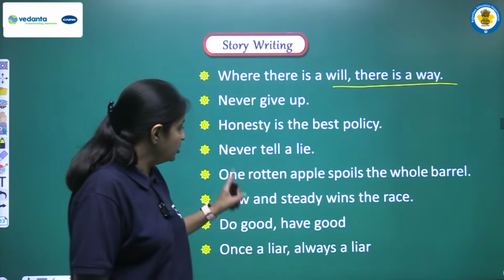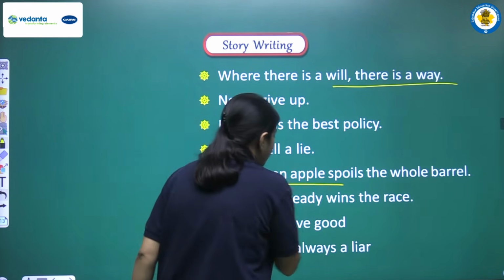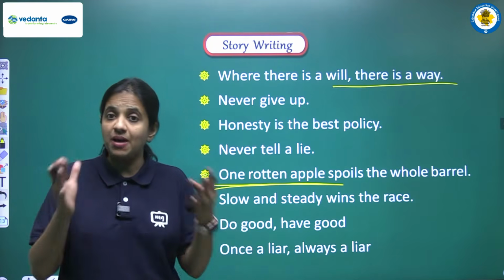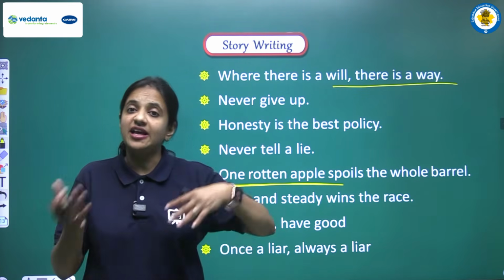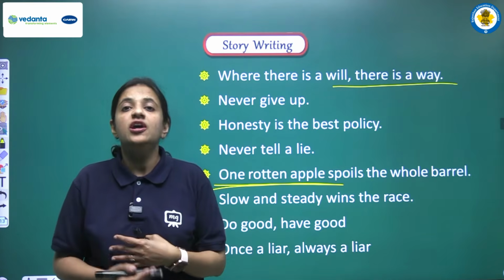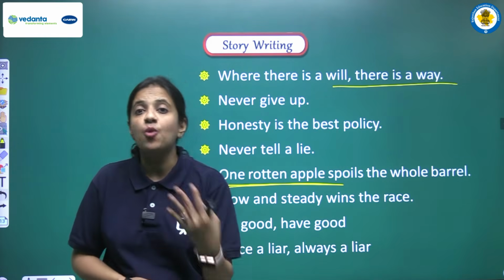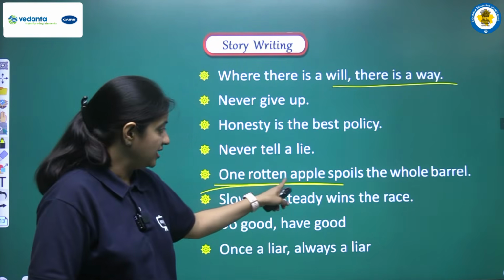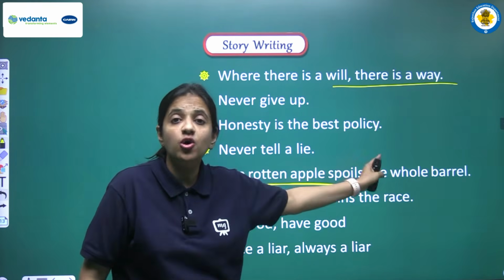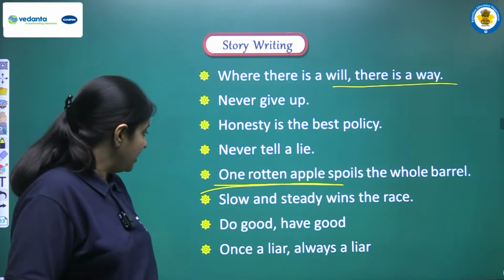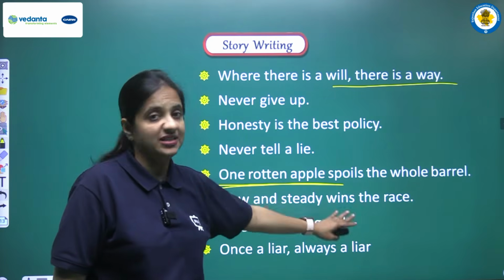So then we can use this: if we have one rotten apple in the basket, then definitely the rest of the apples will also be ruined, they will also be spoiled. So we can write, one rotten apple spoils the whole barrel. Okay.